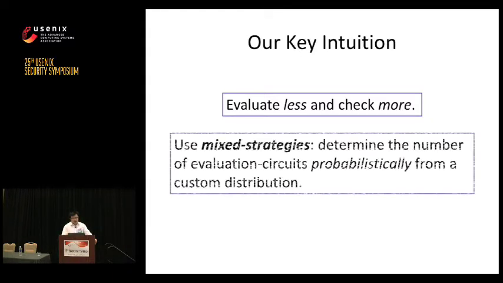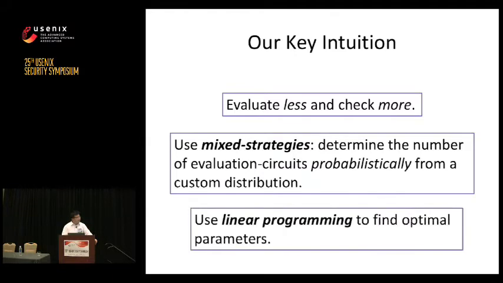And the second intuition is to use a probabilistically determined strategy. We let the evaluator decide the probability that determines the number of evaluation circuits, and it doesn't declare in advance how many to check or how many to evaluate. This provides us more security, and many previous protocols fail to do so or haven't done it properly. And lastly, we framed the optimization problem as a linear program to identify the best parameters.